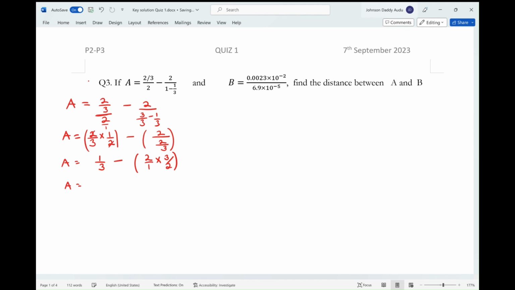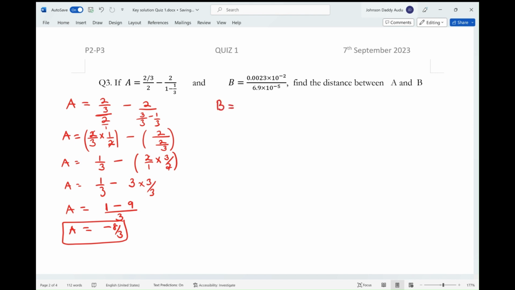This is simply 1 over 3 minus, this will just become minus 3. Is that okay? Because this can go with this. So what is A? Here you can multiply this 3 by 3, so that it becomes 1 minus 9 over 3. And A is simply minus 8 over 3. Yeah, you can do it faster.